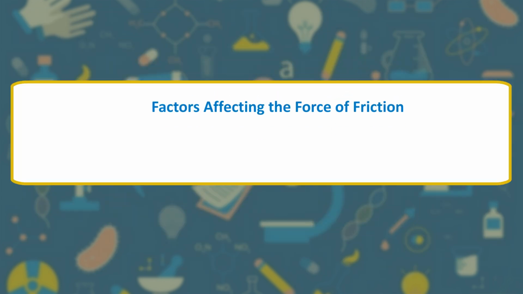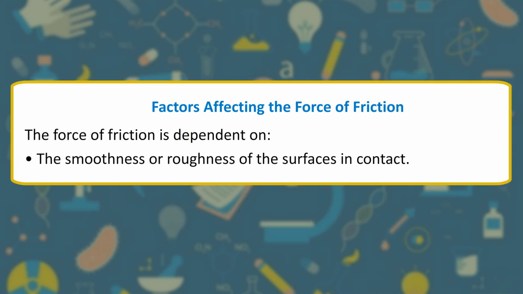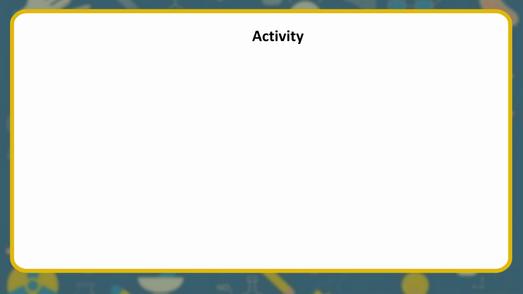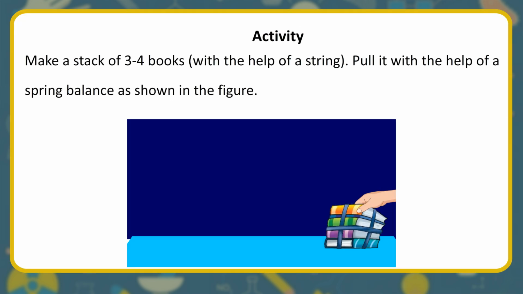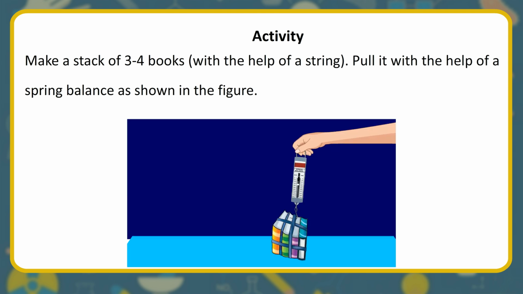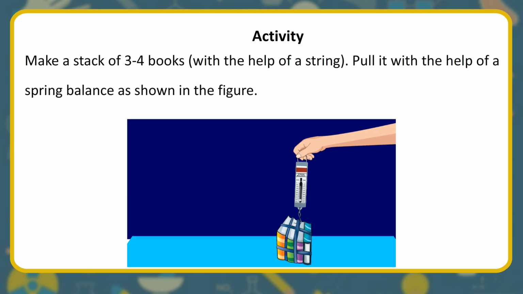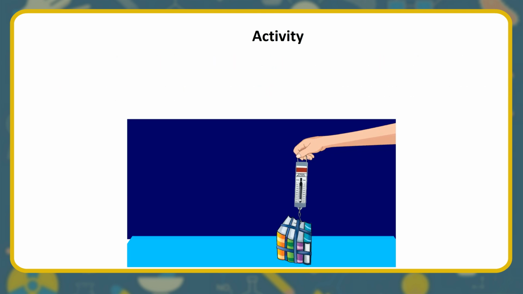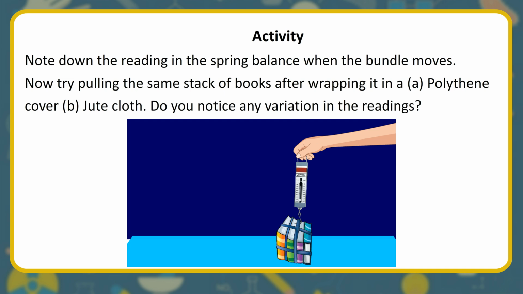Factors affecting the force of friction. The force of friction is dependent on the smoothness or roughness of the surfaces in contact. Activity. Make a stack of 3 to 4 books with the help of a string. Pull it with the help of a spring balance as shown in the figure. Note down the reading in the spring balance when the bundle moves.